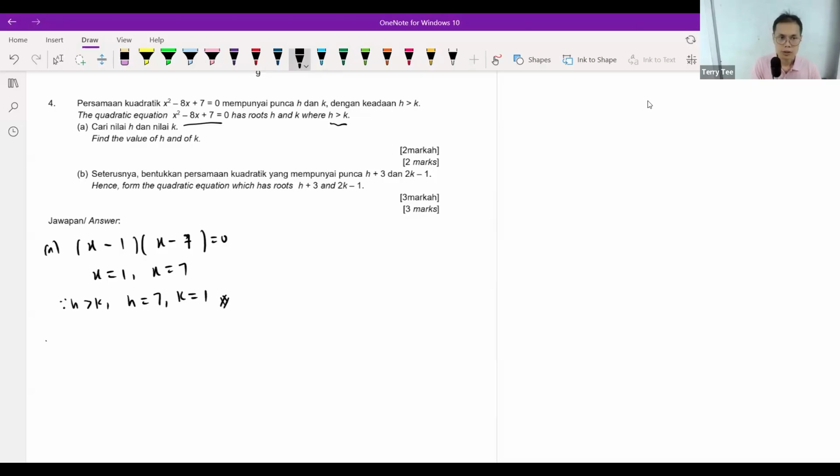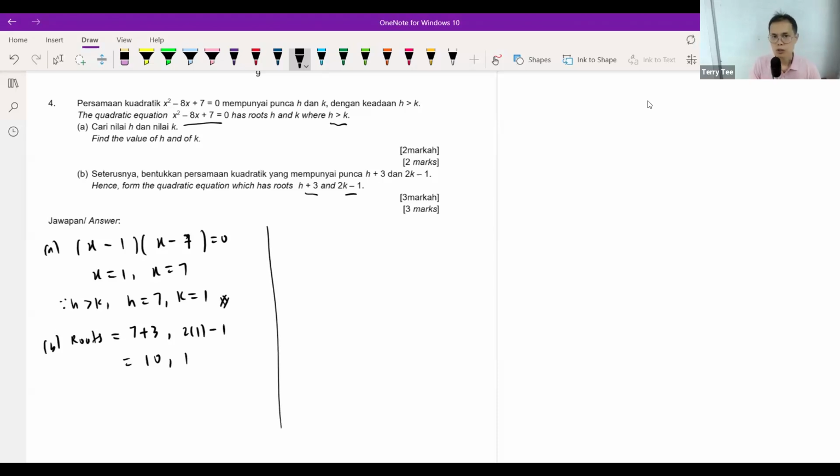All right, 2 answers. Next, form quadratic equation with the roots of h plus 3 and 2k minus 1. So the roots now is h plus 3. My h is 7. 7 plus 3. And 2k, my k is 1. 2 times 1 minus 1. That will give us 10 and 1.